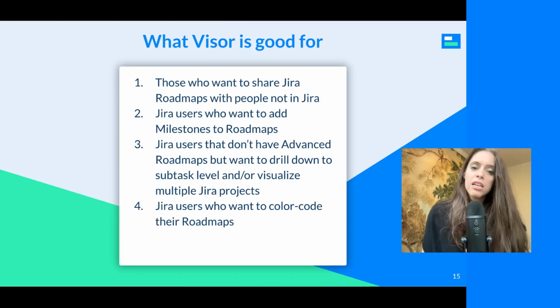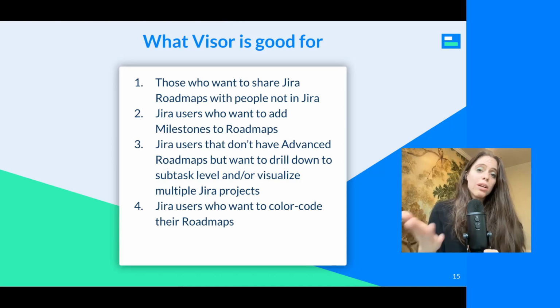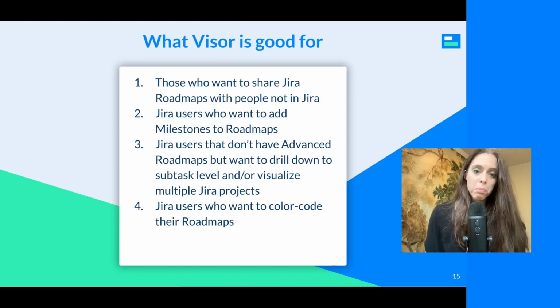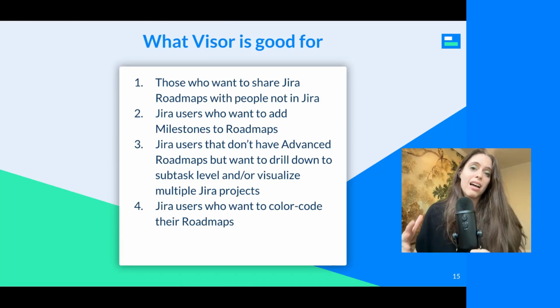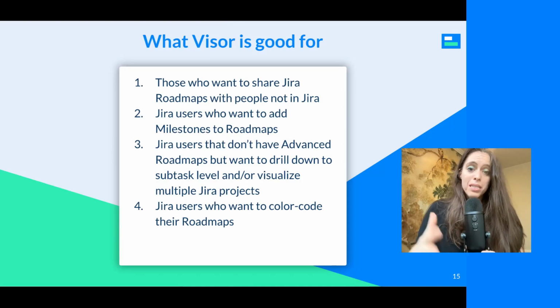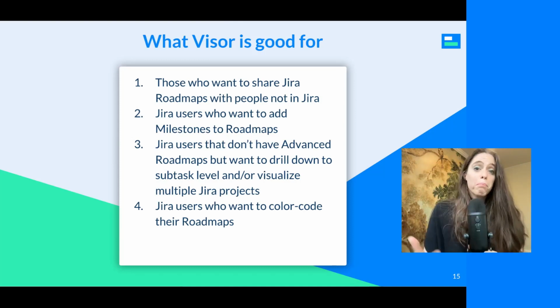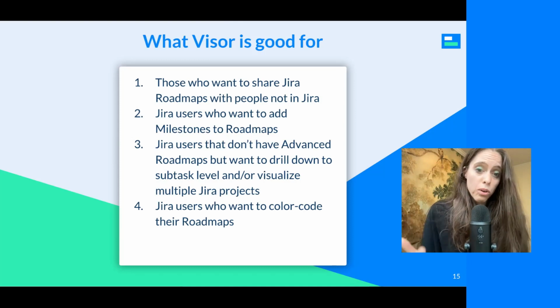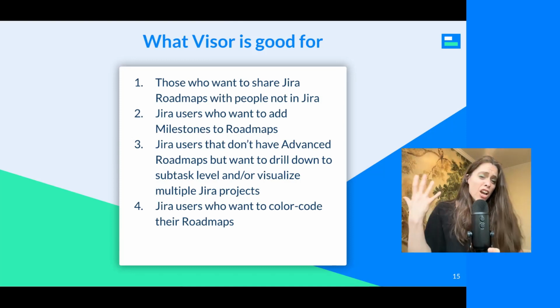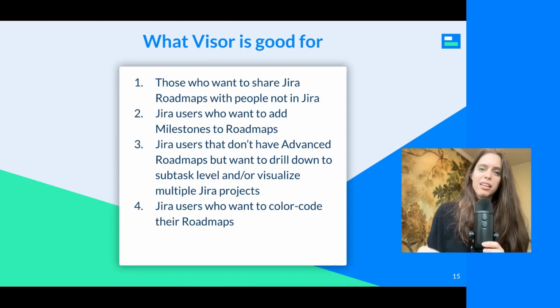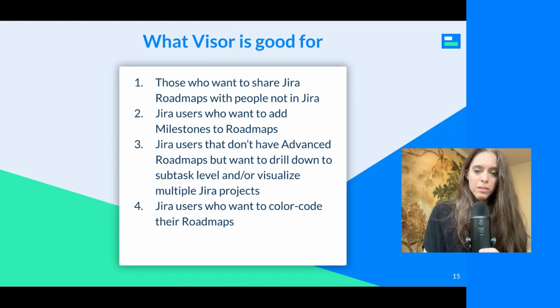We have that feature. Also, if you don't have access to Advanced Roadmaps because you're not on Jira Premium or Enterprise, you can get a lot of those features in Visor, including being able to drill down to the subtask level and being able to visualize multiple Jira projects in one roadmap. And then lastly, Jira users who want to color code their roadmaps in a more specific way, I think you'll have a lot of fun with Visor's formatting options.